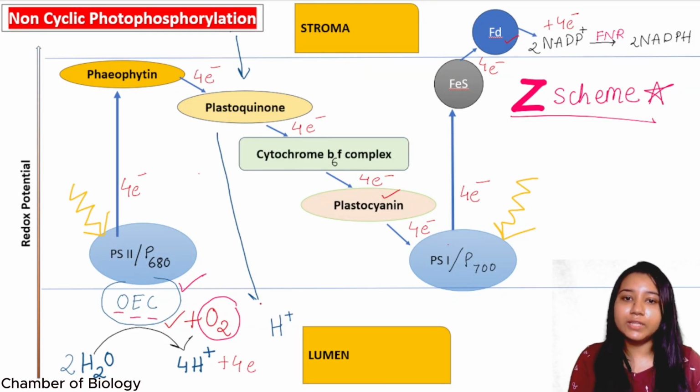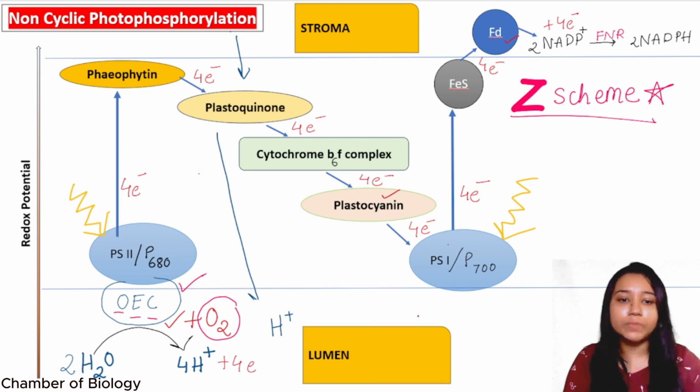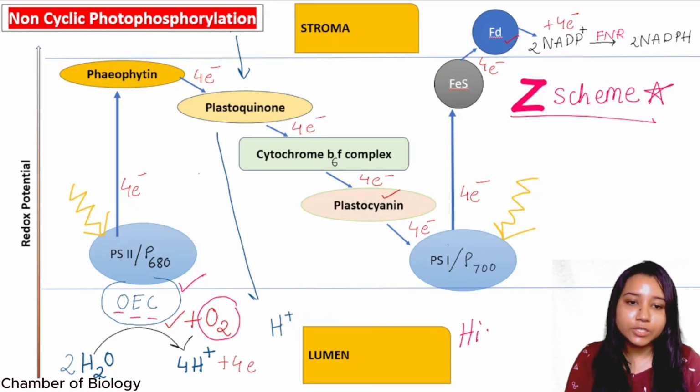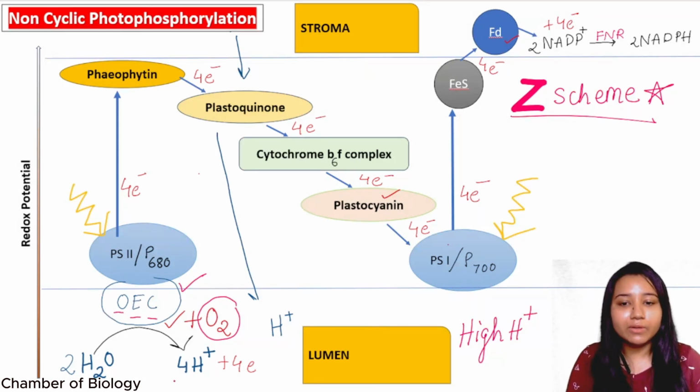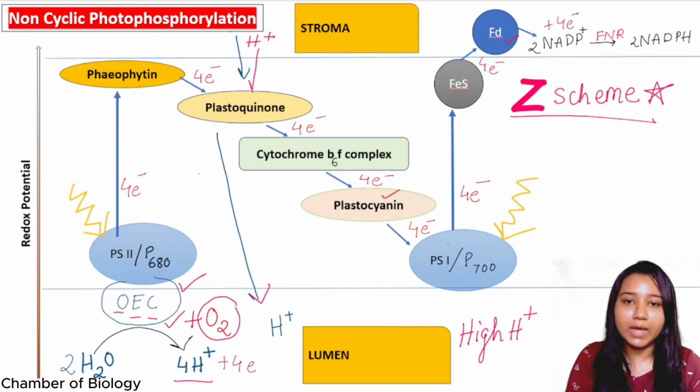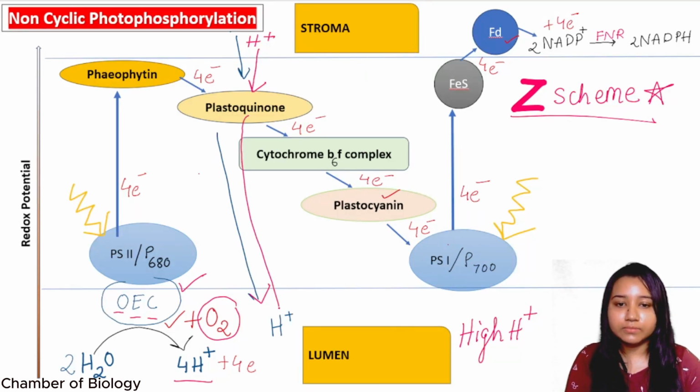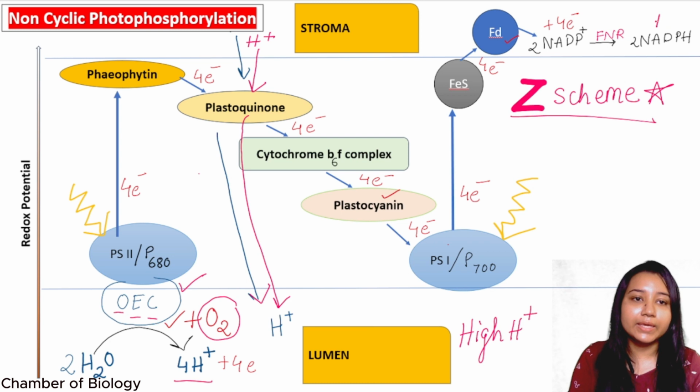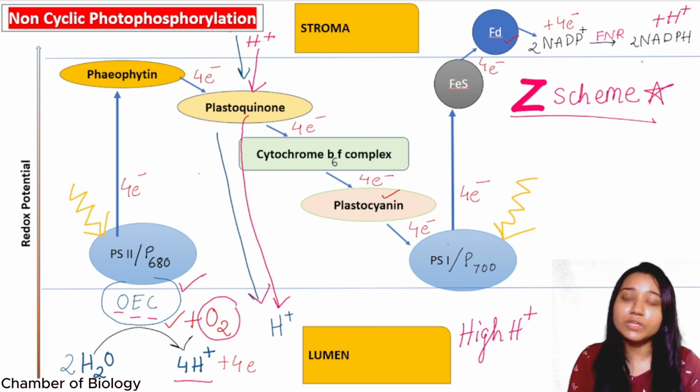Now I would like to also tell you about the proton, how the lumen is becoming high in H plus concentration. Firstly, you can all see that the H plus is released during the photolysis of water, and also we are going to see plastoquinone, which is reducing, taking the H plus from the stroma and transporting it to the lumen region. This is one. Another thing is that NADPH is going to be formed from NADP plus and H plus, so it is going to take some H plus from the stroma region.